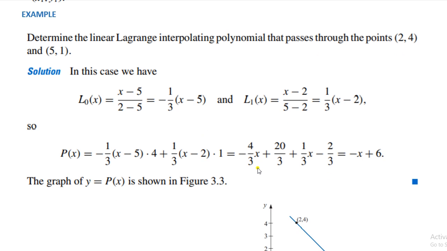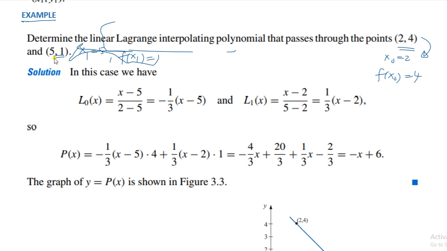Here is an example. Determine the linear Lagrange interpolating polynomial that passes through (2, 4) and (5, 1). It means my x naught is 2, and f of x naught is 4, right? From this point. And here (5, 1) means x1 is 5 and f of x1 is 1. Because if the point is (5, 1), it means this is x and this is y. Y is the function value, 1.